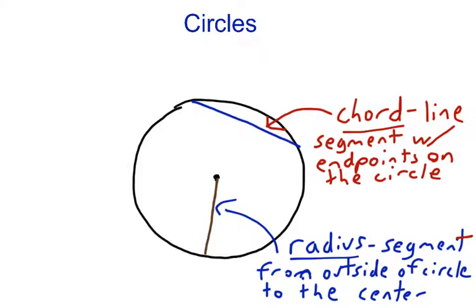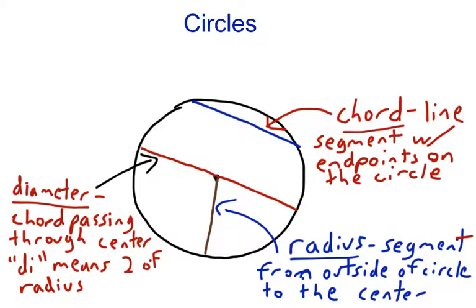And one more term here. What if we go all the way through the center? So a chord that goes all the way through, that's the diameter. And that's when a chord passes through the center, and the prefix di right there isn't morbid. It actually means 2 of the radius. So for instance, if you knew the radius was 5, then you know the diameter would have to be 10. Or if you knew the diameter was 16, the radius would have to be half of that, which would be 8. So if you know one, you can find the other.